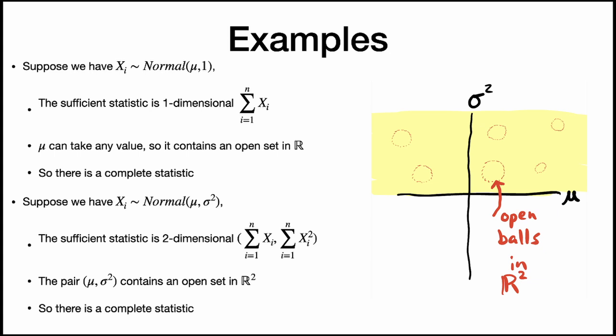If we imagined R2, this set can really take any value in the upper 2 quadrants of a plane, right? So that's a huge amount of space that contains a lot of open sets. Okay, so there is a complete statistic there. Now, here's a counterexample. Sometimes we have curved exponential families, okay?